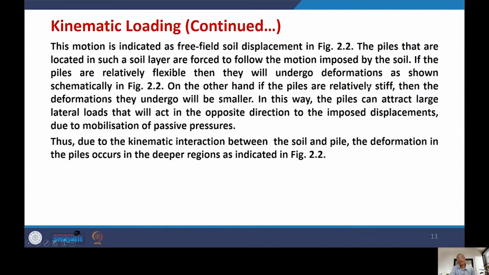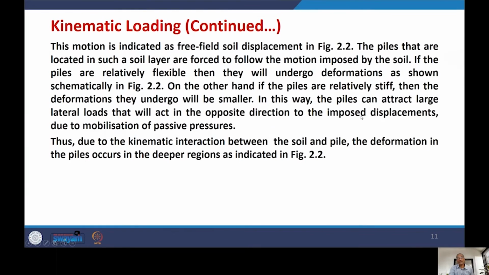So continuing with this, this motion, which is due to kinematic loading, is indicated as the free-field soil displacement in figure 2.2. The piles that are located in such a soil layer are forced to follow the motion imposed by the soil. If the piles are relatively flexible, then they will undergo deformations as shown in figure 2.2. On the other hand, if the piles are relatively stiff, then the deformations they undergo will be smaller. In the case of flexible piles, it will be as shown in the figure. So it is assumed in this figure that the piles are flexible.